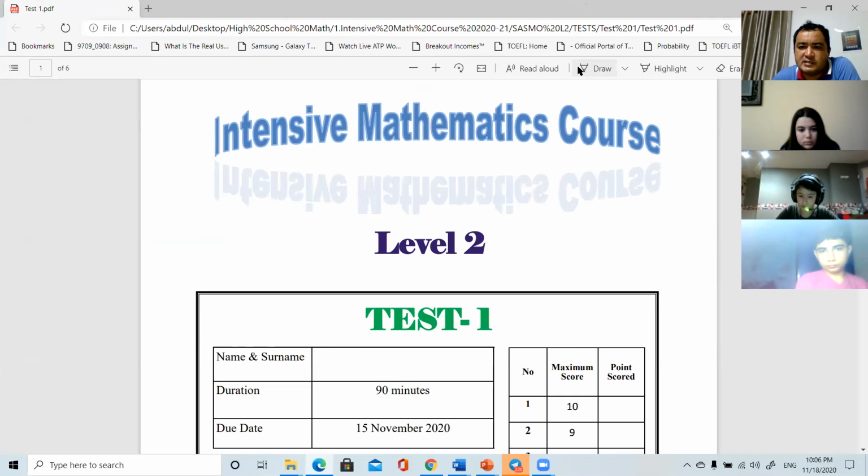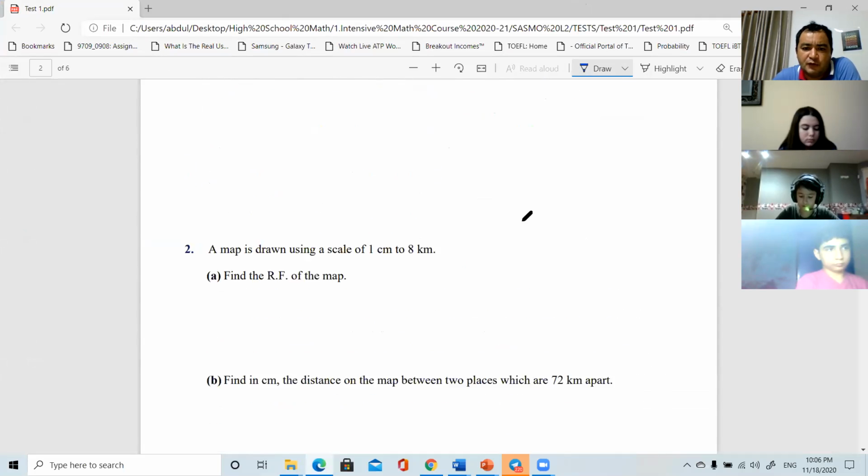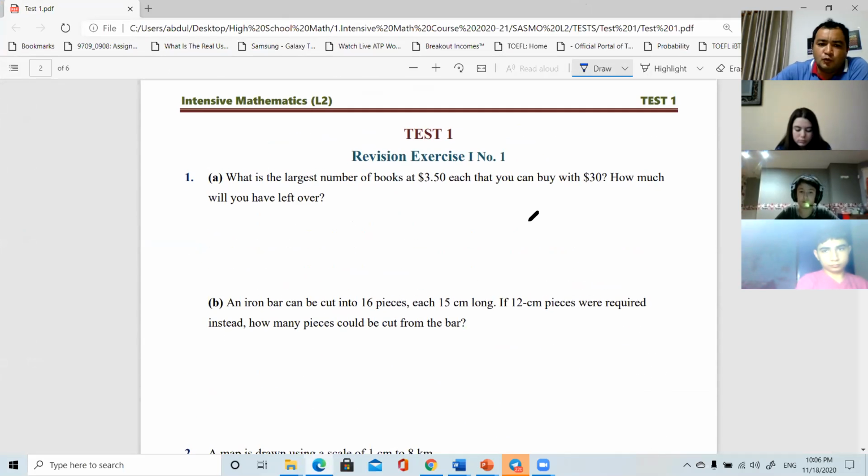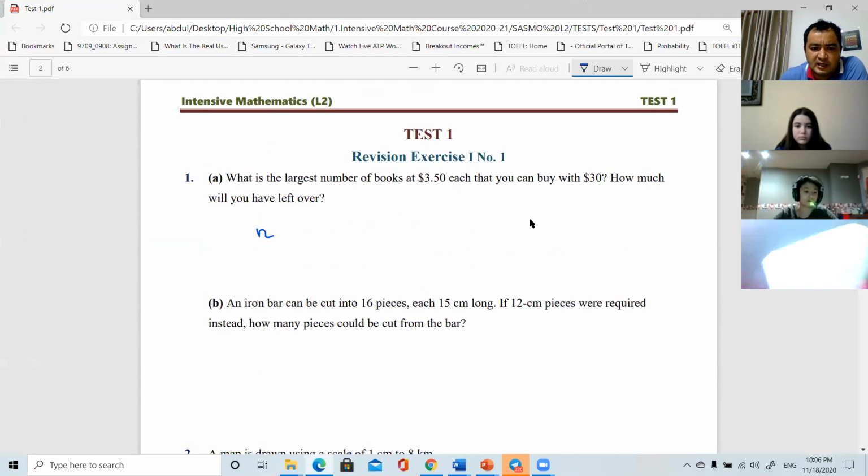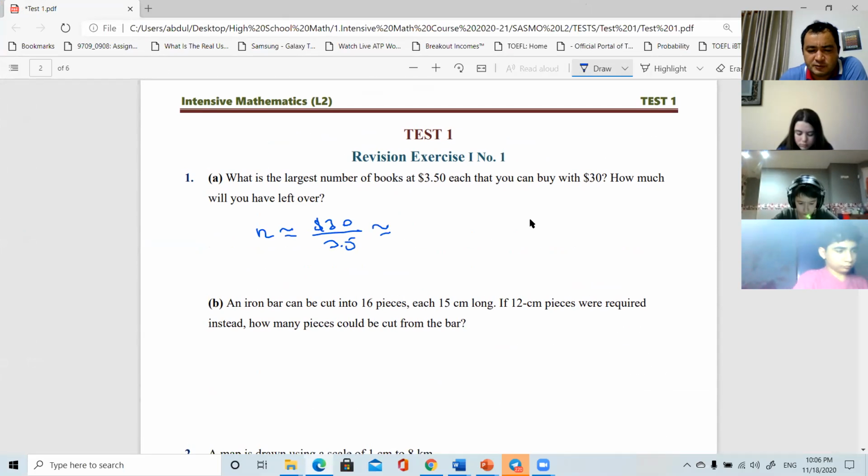can do this. For example, let's say draw, and I want to solve this question. What is the largest number of books at 3.50 for each that you can buy with $30? So to find this, n should be equal to 30 over 3.5, and that's approximately equal to maybe 8. So dot, dot, dot, your answer is 8 books, for example.